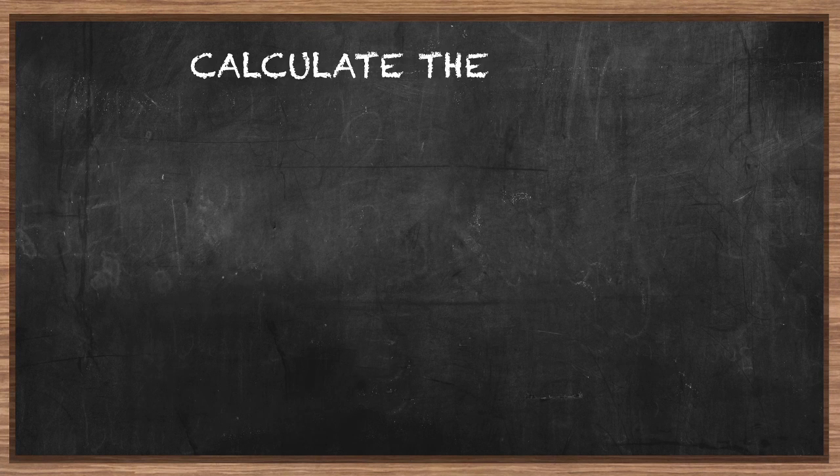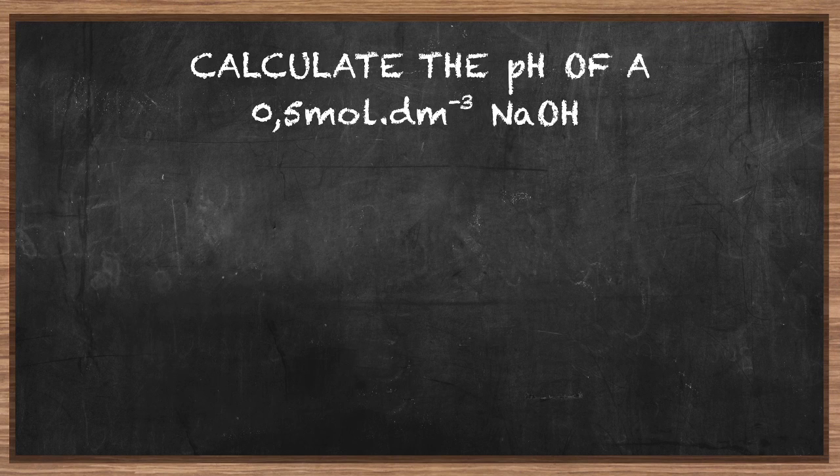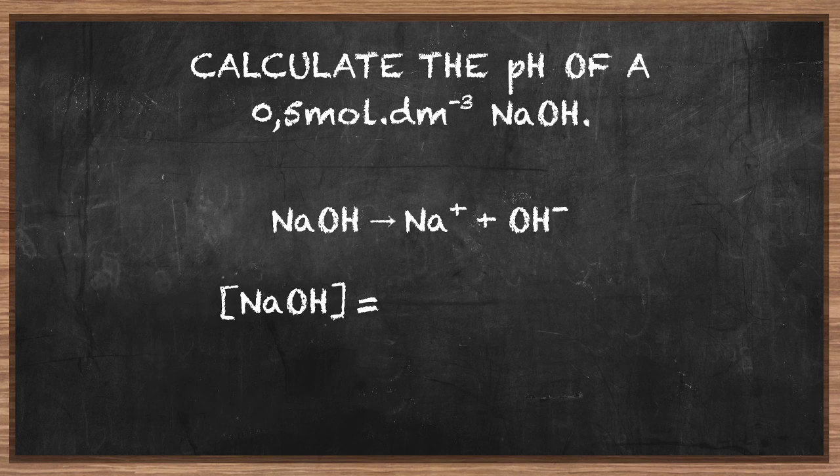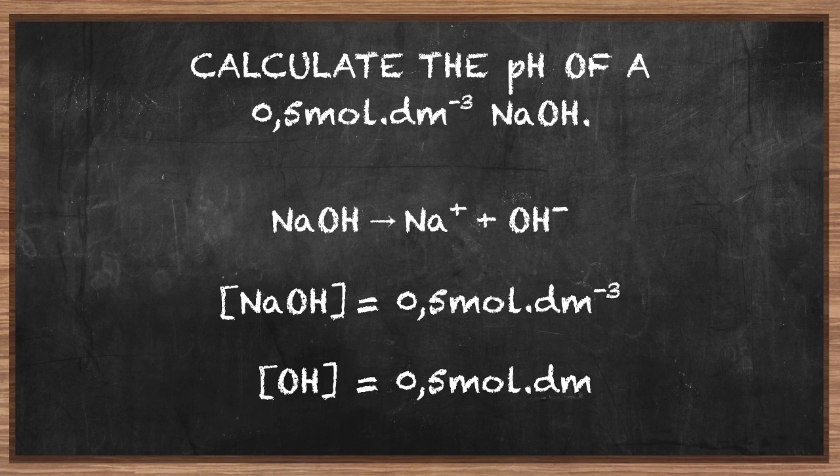Calculate the pH of a 0,5 mole per cubic decimeter solution of sodium hydroxide. Sodium hydroxide dissociates into its ions. A hydroxide ion is released for every sodium hydroxide particle. The concentration of sodium hydroxide is 0,5 mole per cubic decimeter. The concentration of hydroxide ions in solution is 0,5 mole per cubic decimeter.